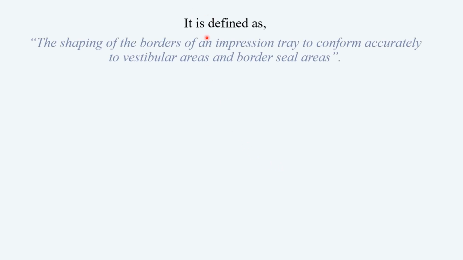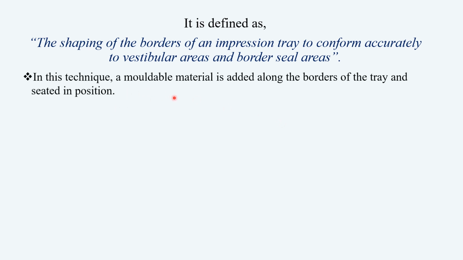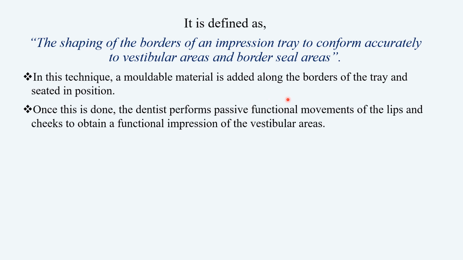Next we have the hand manipulated functional movement or dynamic impression technique. It is defined as the shaping of the borders of an impression tray to conform accurately to the vestibular areas and border seal areas. That is green stick impression, where we are molding the borders of the impression tray. In this technique, a moldable material is added along the borders of the tray and seated in position.